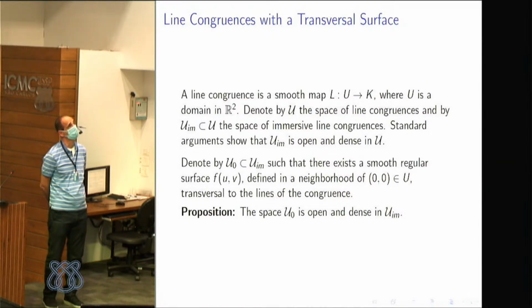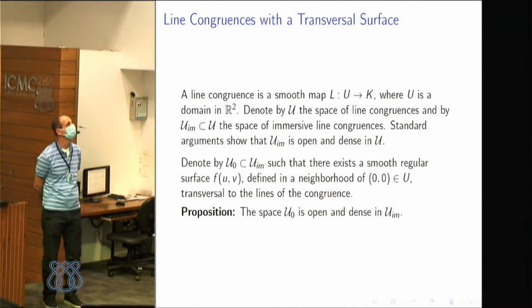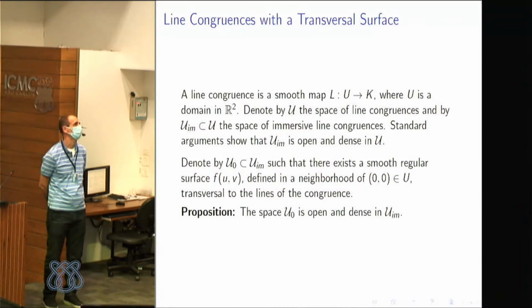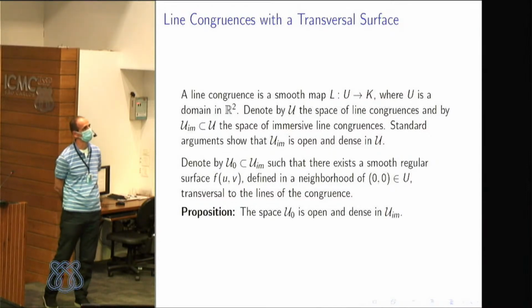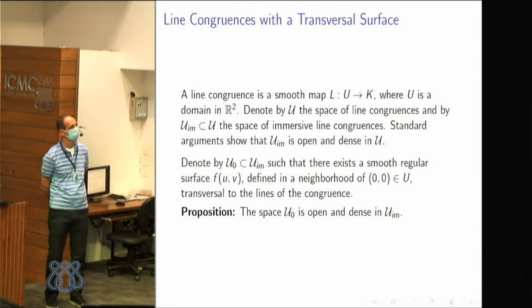We denote by U the space of line congruences. U_im is the space of immersive line congruences. And a standard argument shows that U_im is open and dense in U. And then we define U0, the set of smooth line congruences such that there exists a smooth regular surface defined in a neighborhood of 0 transversal to the lines of the congruence. And the space U0 is open and dense in U_im.